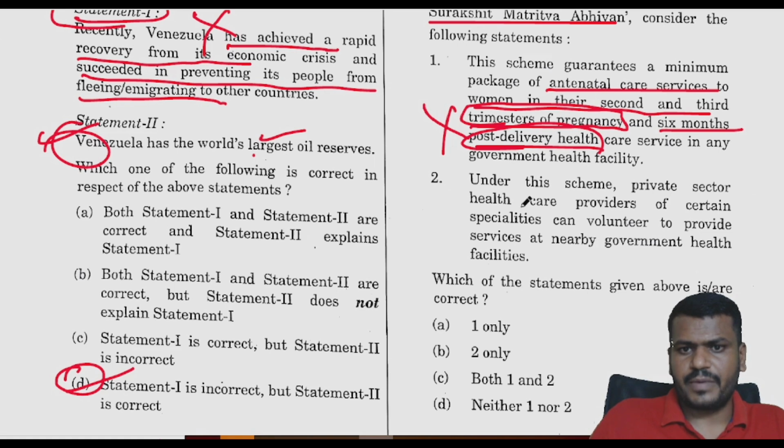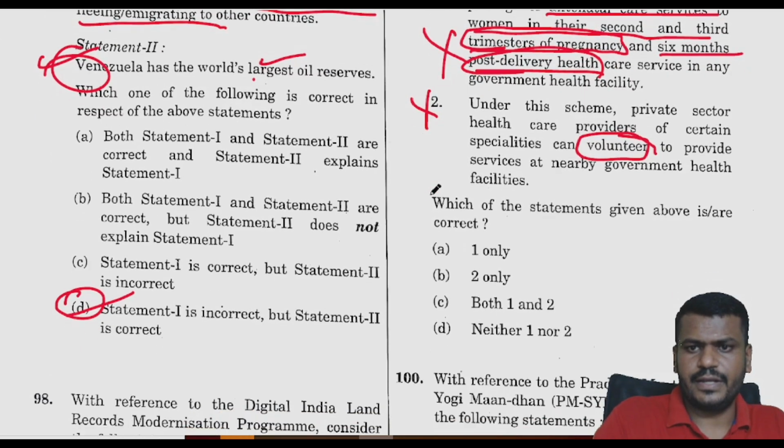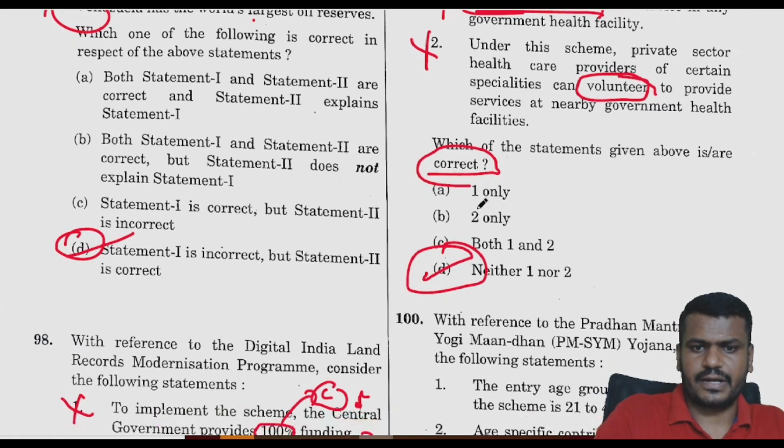Under this scheme, private sector healthcare providers of certain specialties can volunteer. Why should the private sector volunteer? That is also not correct, guys, to provide services at nearby government health facilities. So neither one nor two. Which one is correct? They are asking. None of these statements are correct, guys.